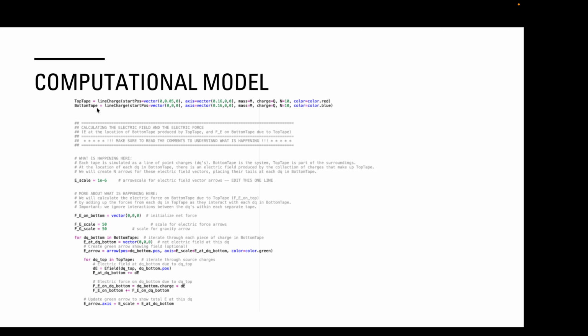Here we have the top tape and bottom tape. These just represent the positions of them. We have the scalars for the electric field, the electric force, and the gravitational force. And here, this is the most important part. This represents the integral of dE. This is our overall dE, so that we're taking each point and taking the overall integral. The overall integral would just be the integral of k times dq over r squared times r hat, and this is what it's represented by.